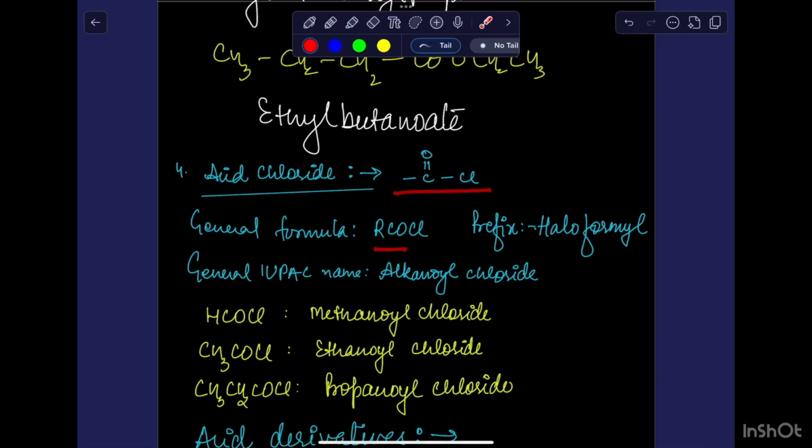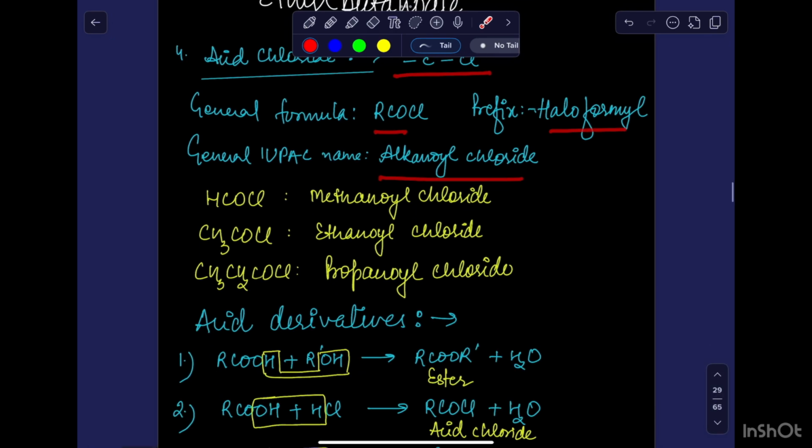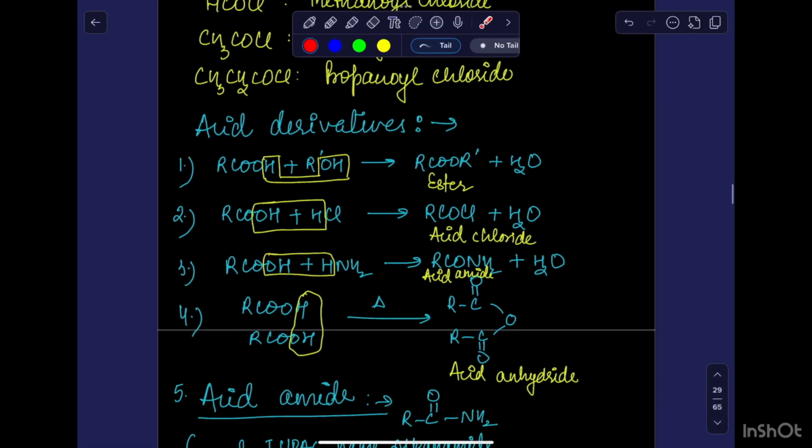Next one is acid chloride. General formula RCOCl. General IUPAC name is alkanoyl chloride. So methanoyl, ethanoyl, propanoyl, etc. So these 4 are actually called acid derivatives: ester, acid chloride, acid amide or acid anhydride, because they have been derived from acid. They can be obtained from acid by the reaction of alcohol, HCl, ammonia and heat respectively.